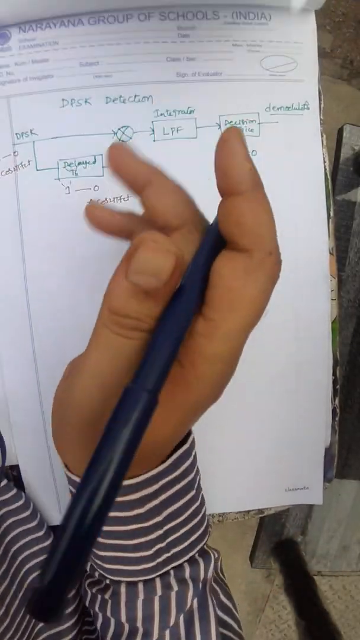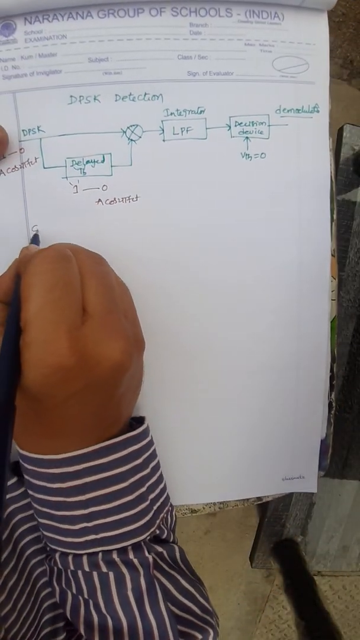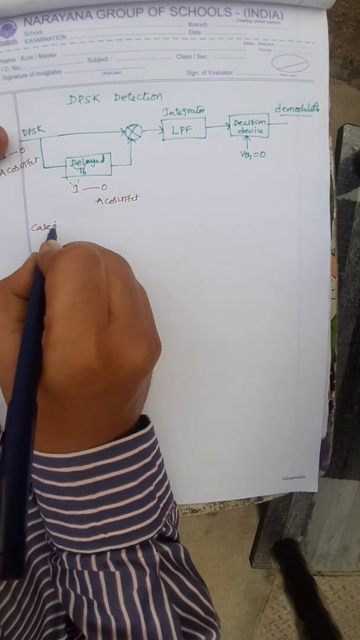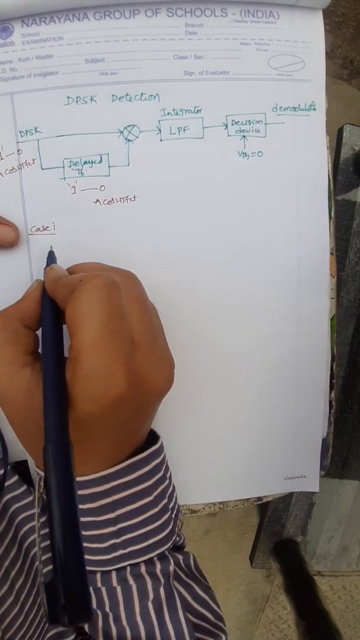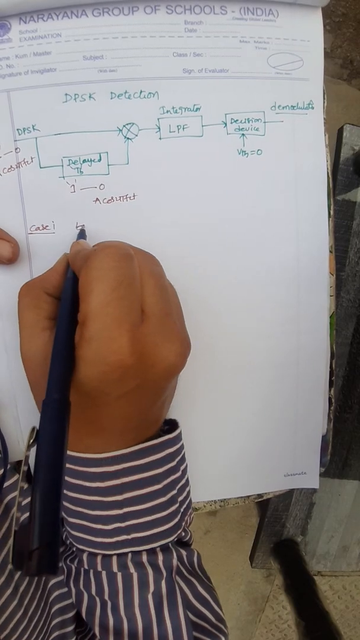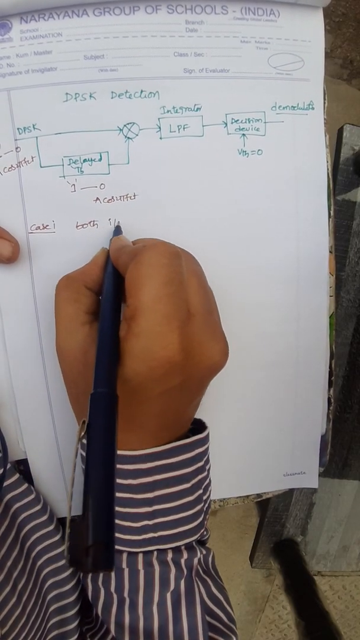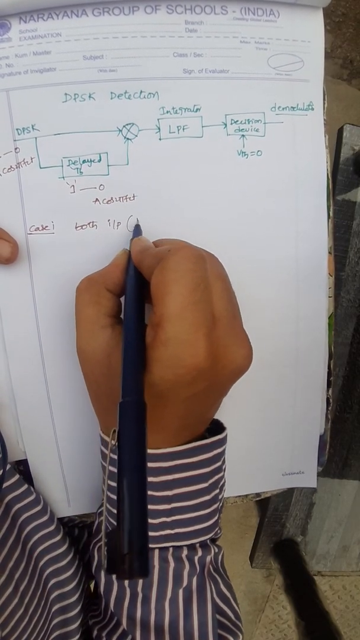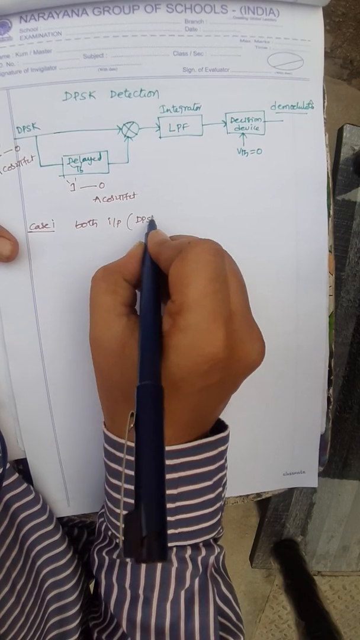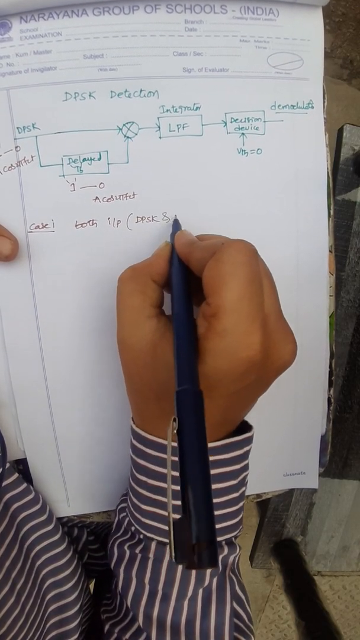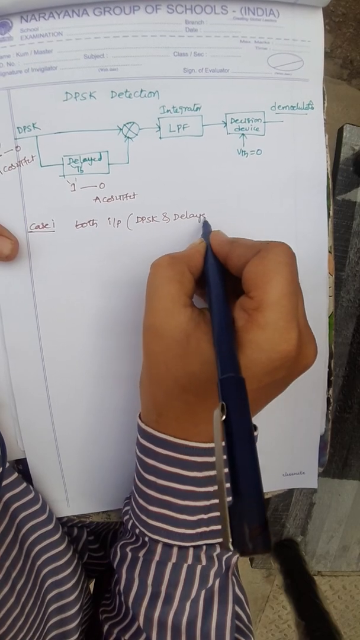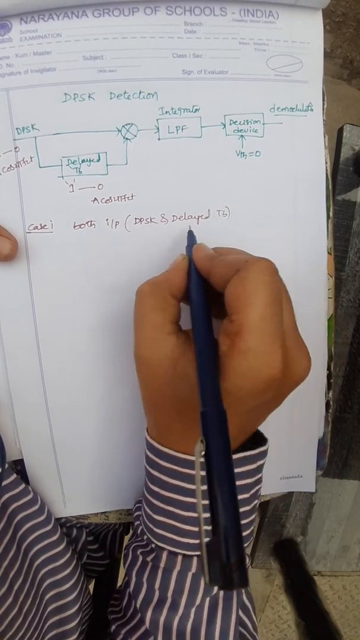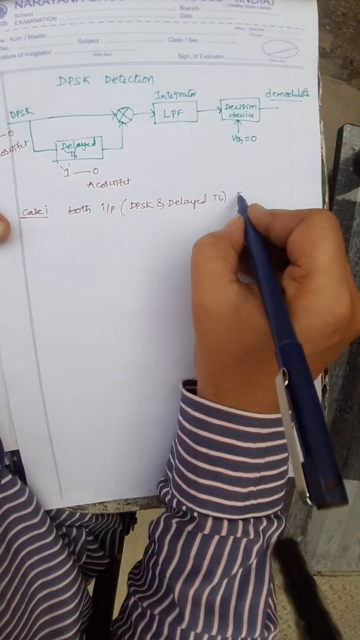Now, here I am writing case 1: both inputs, that is the DPSK and the delayed-by-TB signal, both inputs are the same.